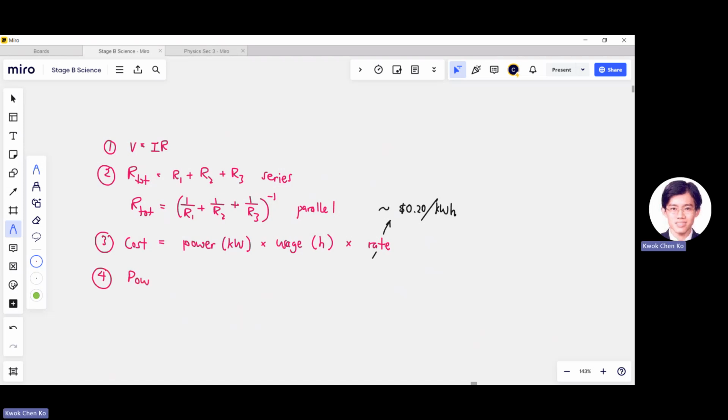First one, power. Can you remember? I squared R. V squared over R. One more. V times I.